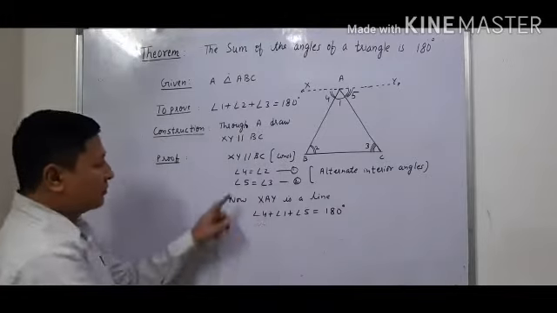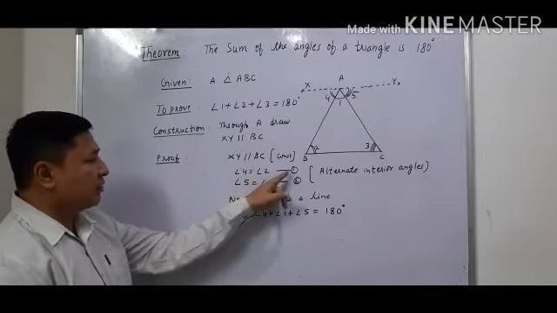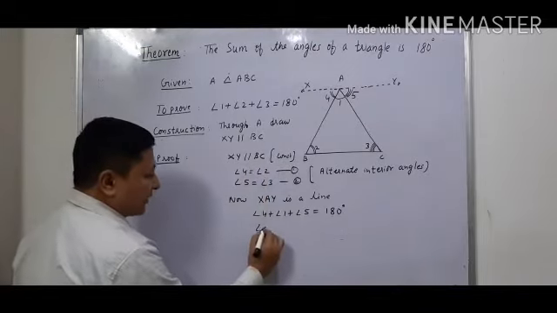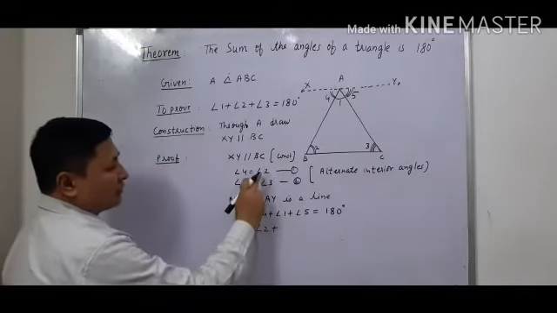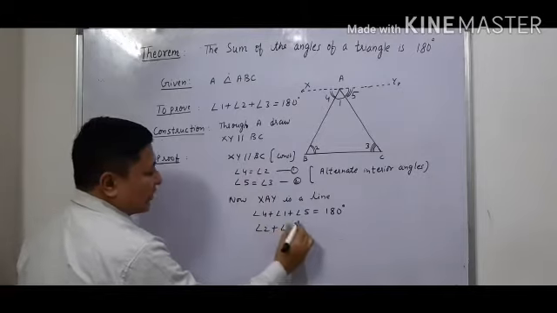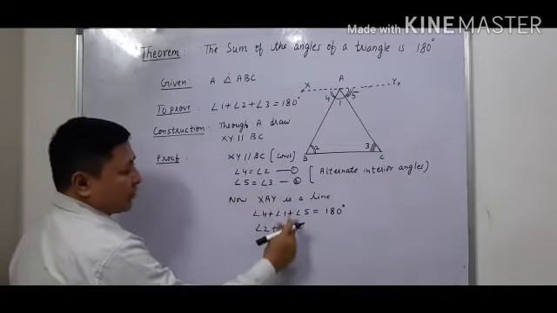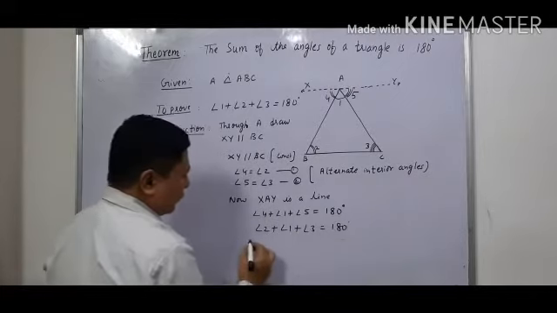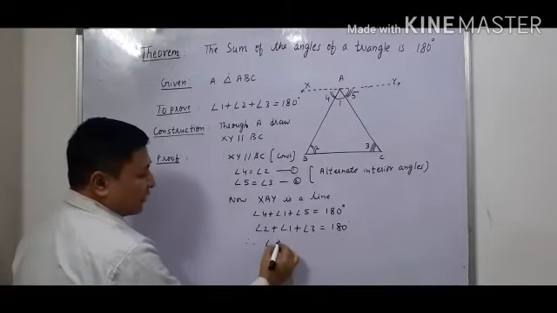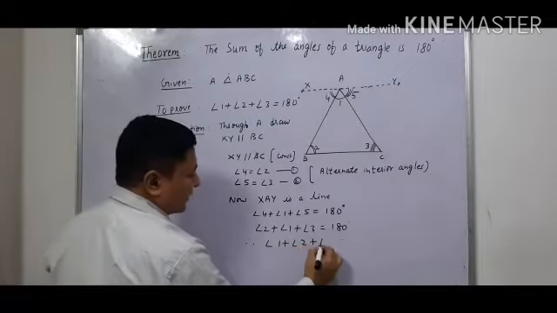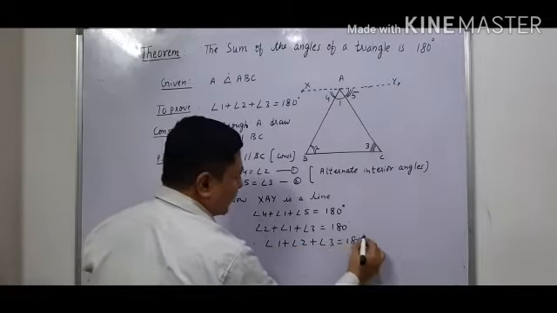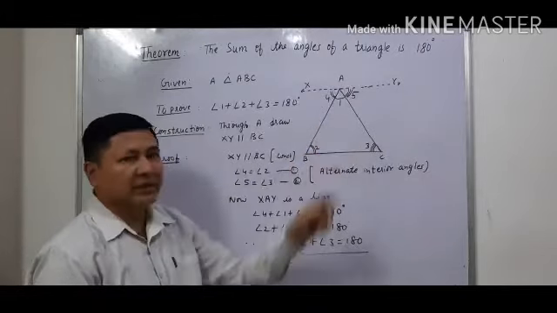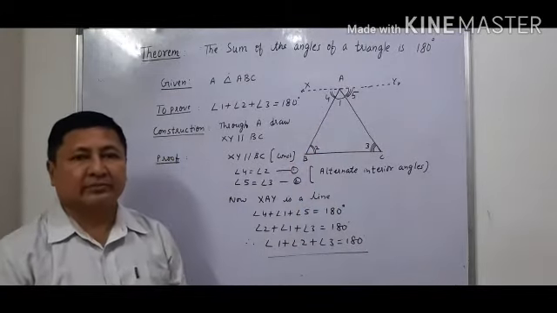Now angle 4, we have seen in equation number 1, that is angle 4 is equal to angle 2. So angle 4 can be replaced by angle 2. Angle 1 we will write as such, and angle 5 is equal to angle 3. So angle 5 can be replaced by angle 3, equal to 180 degrees. We will rearrange it and write angle 1 plus angle 2 plus angle 3 is equal to 180 degrees. So we have seen that the sum of all the angles of a triangle is equal to 180 degrees.